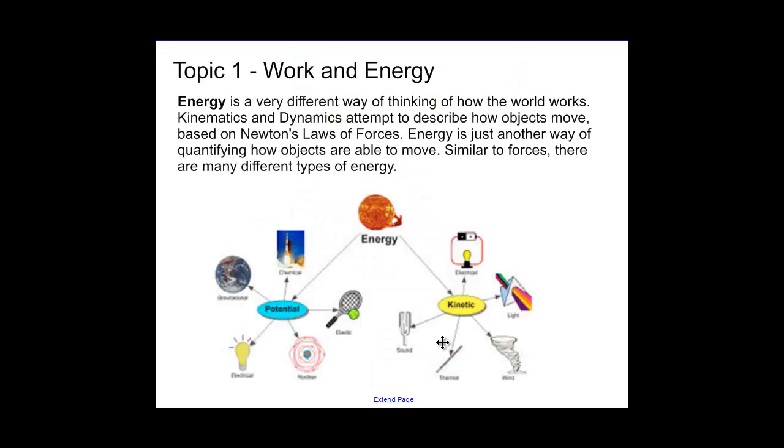There are a couple of main forms of energy I want you to know about. One is potential energy, and the other is kinetic energy. If you've heard these terms before, you'll know intuitively what they mean. Potential energy is energy that hasn't been used yet and still can be used. Kinetic energy is energy that is already in motion, that's already doing something.